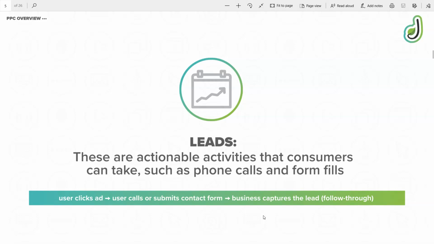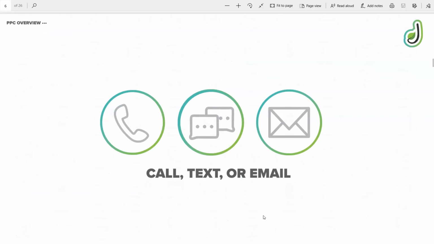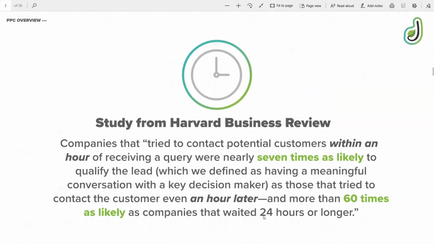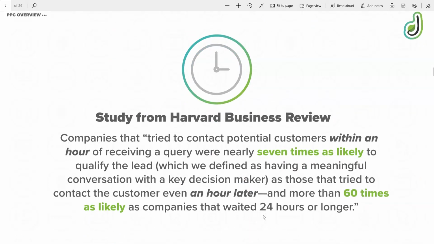Harvard Business Review actually did a study on this. There's been a few different studies on the turnaround time for leads and how that can impact a business. Again, we're talking about call, text, or emails. I'm not going to go through this whole thing word for word, but basically it's extremely important to make sure that you're turning around on that lead that comes through very quickly, at least within a day. But if you can do it within an hour, that would really be ideal.